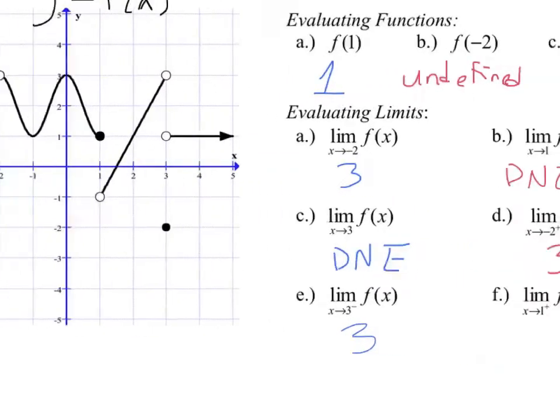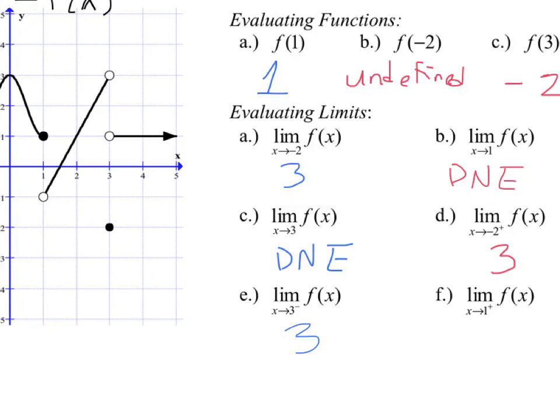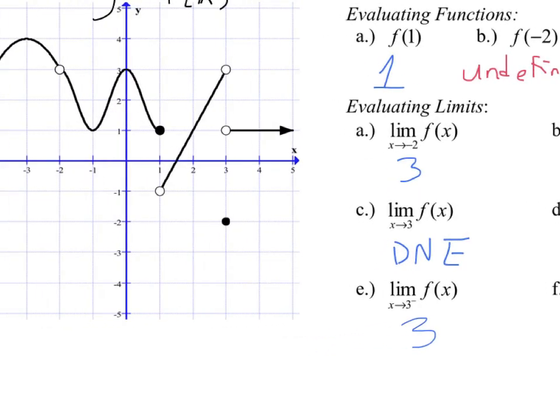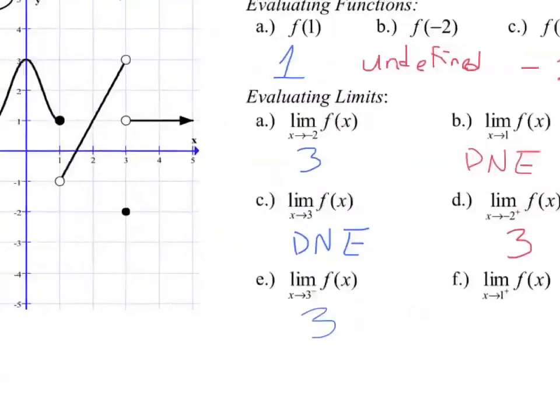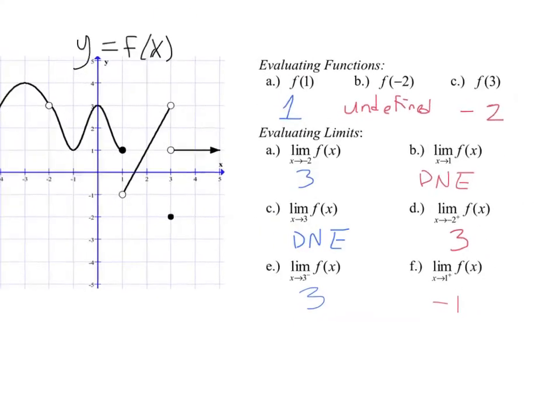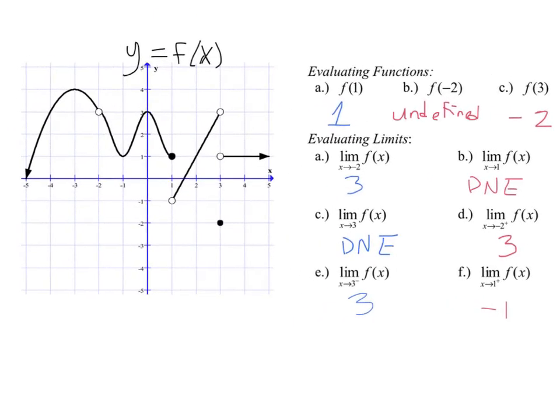Then the other one that we need to do is the limit as x approaches 1 from the right. If I approach 1 from the right, here's 1. Even though there's a point missing there, as I get closer and closer to 1, my y values here are getting closer and closer to negative 1. So the value of this limit is negative 1. To be honest, that's almost all there is to evaluating these limits graphically. You look at the graph, you look at where the pieces are going, and you make a statement about what the limit is.